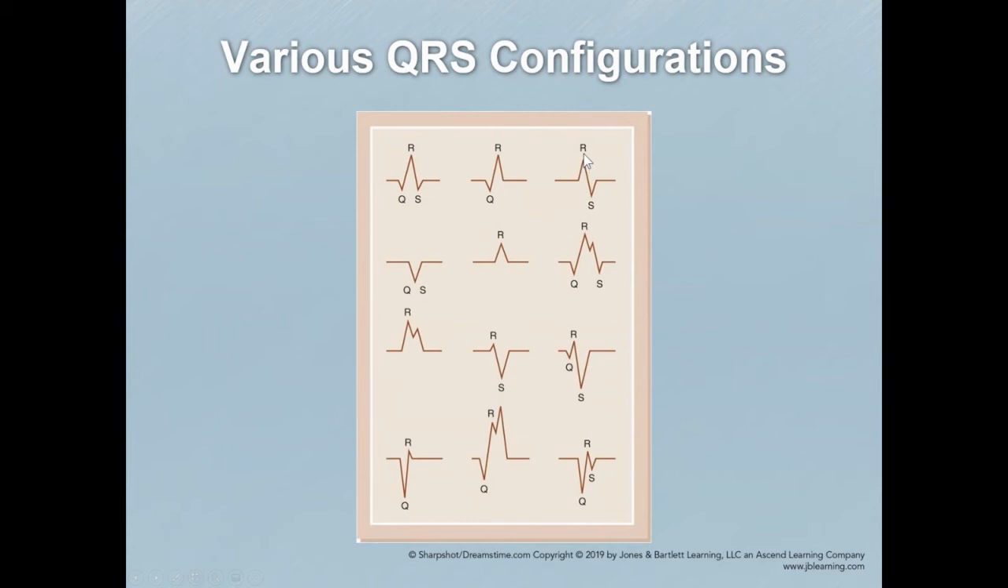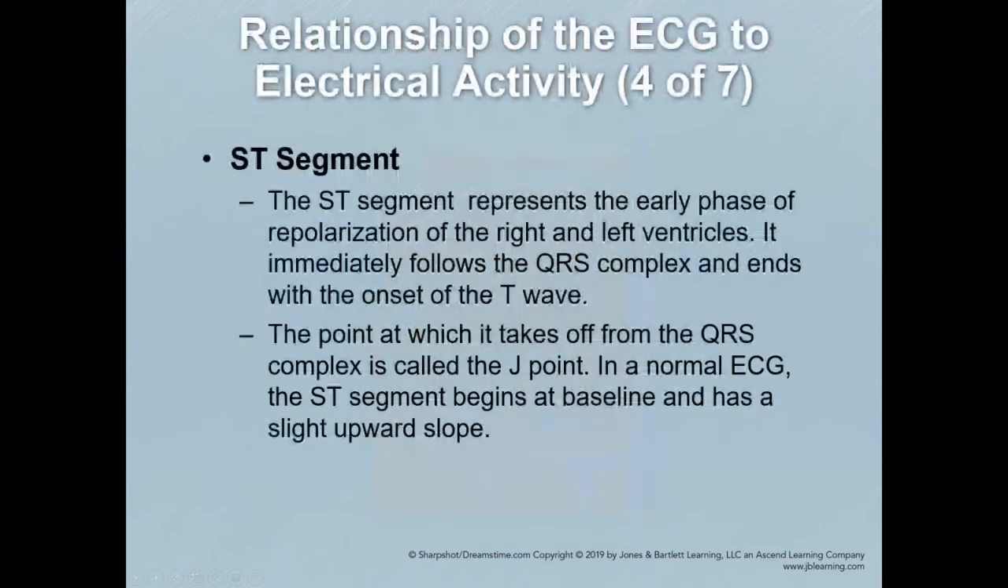What about the QRS complex? But this one is only an R and an S. The ST segment represents the early phase of repolarization of those ventricles, okay, and it immediately follows the QRS complex and goes until the T wave begins, okay. So the ST segment is between the QRS complex and the beginning of the T wave, all right, and the point in which it takes off from the QRS complex, that's called the J point, and we'll see that later when we start doing rhythm interpretation.